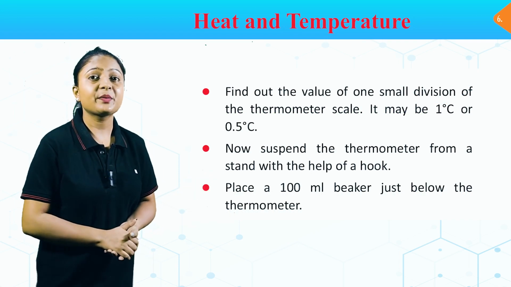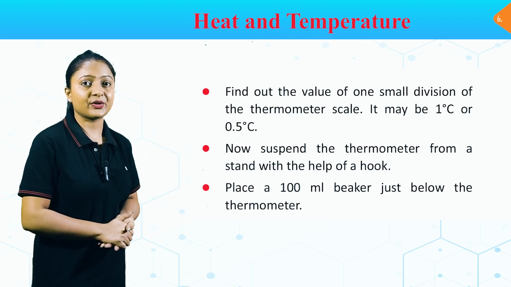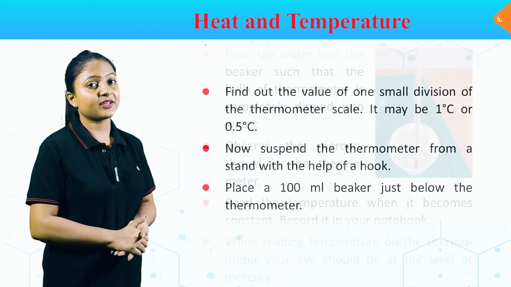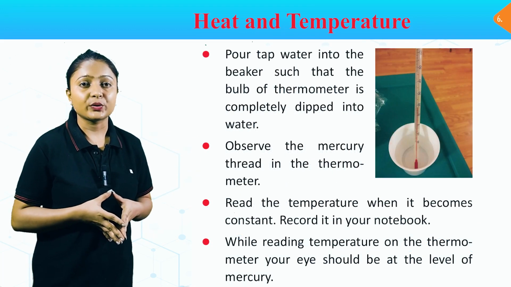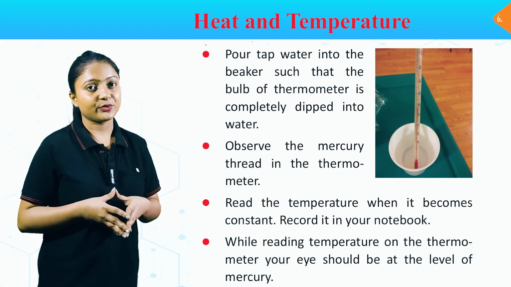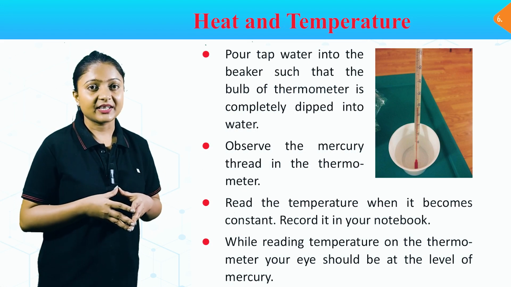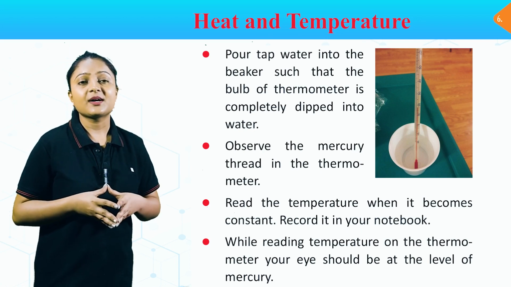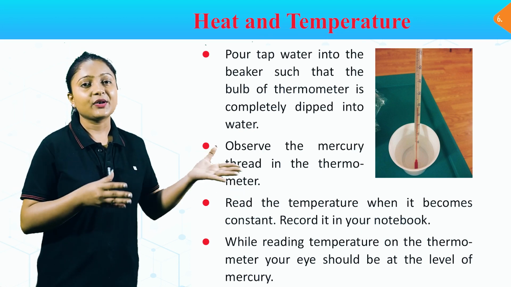Now suspend the thermometer from a stand with the help of a hook. Place a 100 milliliter beaker just below the thermometer. Pour tap water into the beaker such that the bulb of the thermometer is completely dipped into the water. Observe the mercury thread in the thermometer. Read the temperature when it becomes constant. Record it in your notebook.